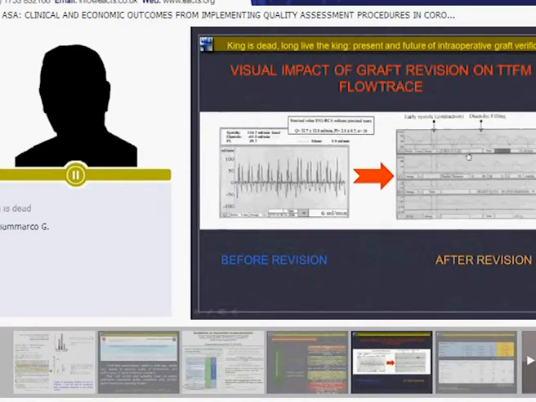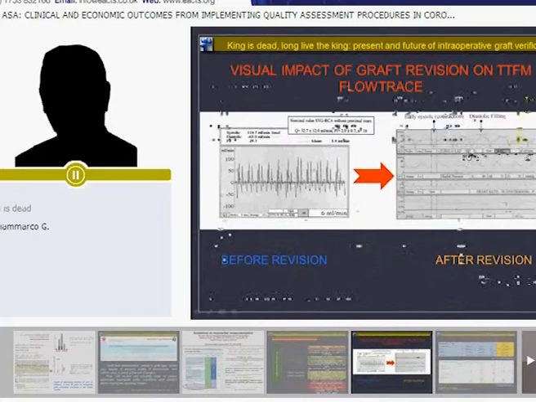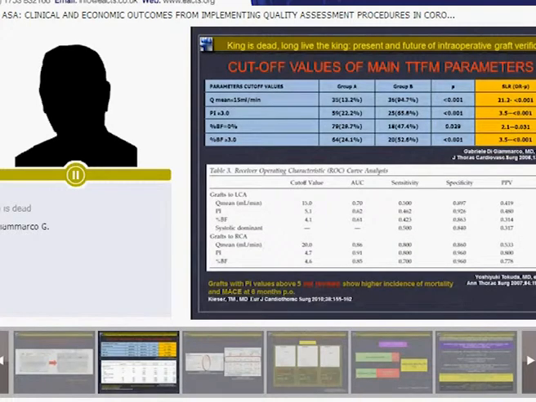And these are the main cutoff parameters of transit time flow measurement. We published in 2006 that cutoff values, in our experience, were 50 milliliter per minute for the mean graft flow and 3 for the PI. But there's a wide range of opinion about this, because many other papers published on this topic found different levels of cutoff values, ranging from 3 to 5.